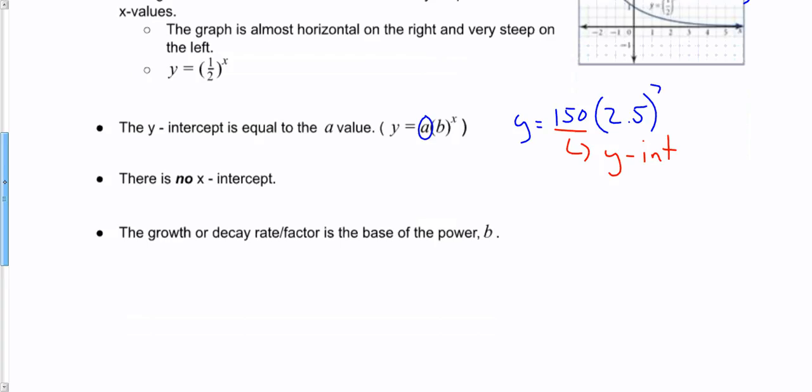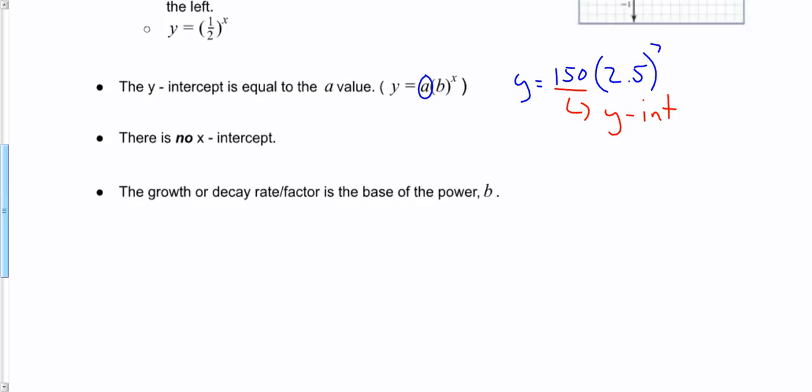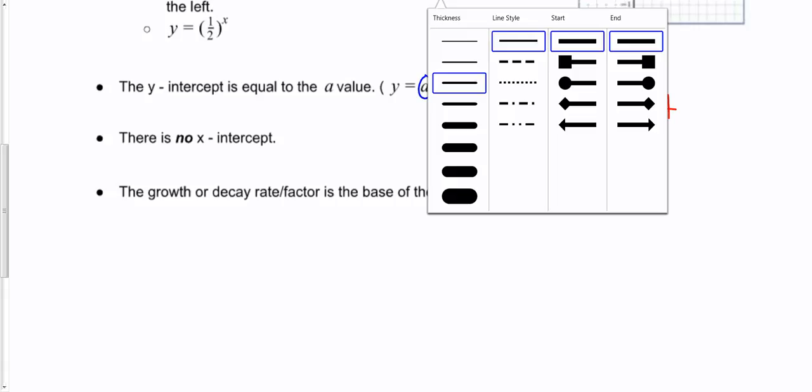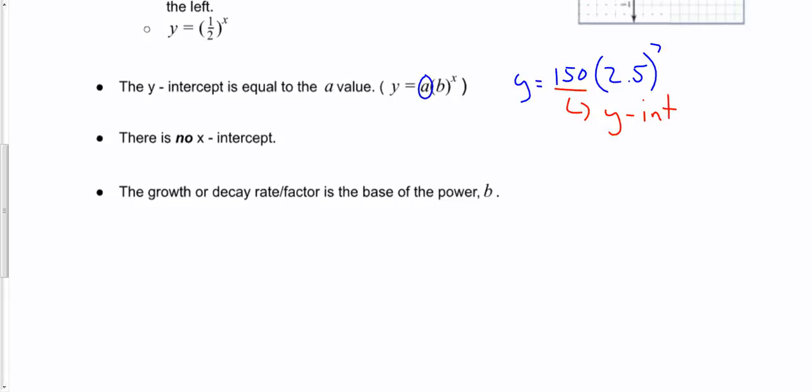For exponential relationships, there is no x-intercept. There's never an x-intercept because the numbers approach 0, they get close to 0, but they never actually get to 0. And so the growth or decay rate, i.e. how fast or how slowly a curve is moving, is always determined by the b value.